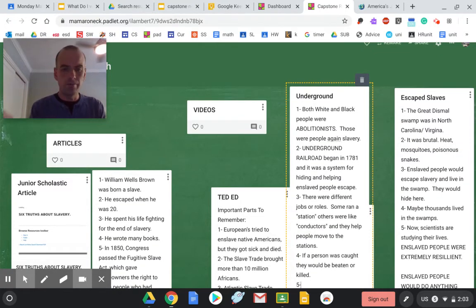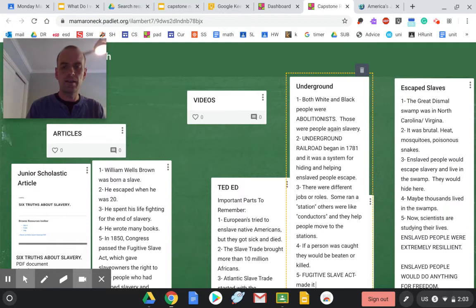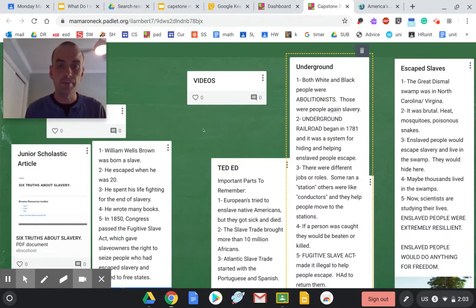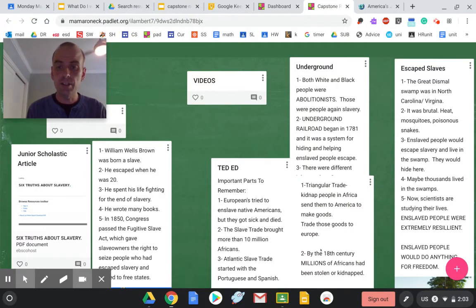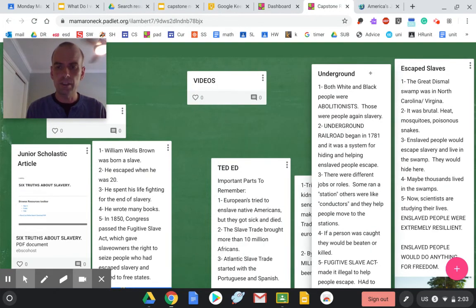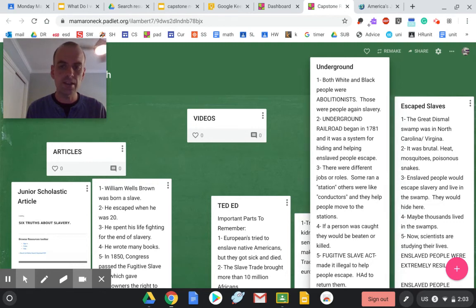And then also, we put in our other notes that the Fugitive Slave Act made it illegal to help people escape, and you had to return them. Okay, so that's it. That's what it should look like, guys. That's 3 to 5 notes, my friends. Sorry, it's kind of hidden, but 3 to 5 notes, that's legit.